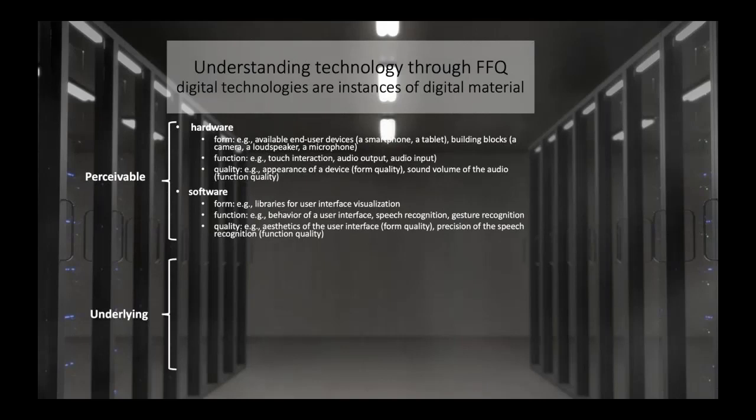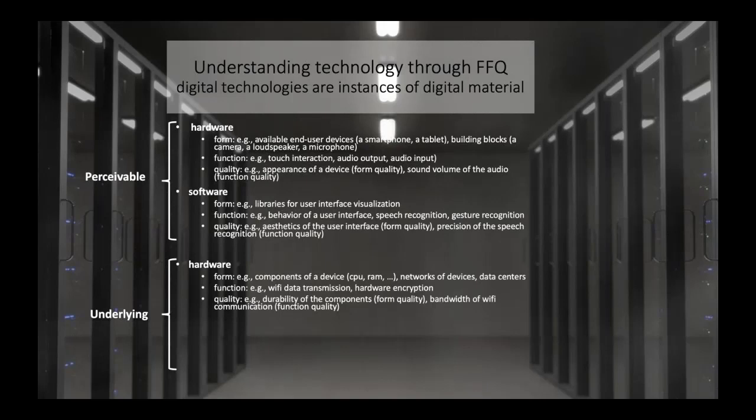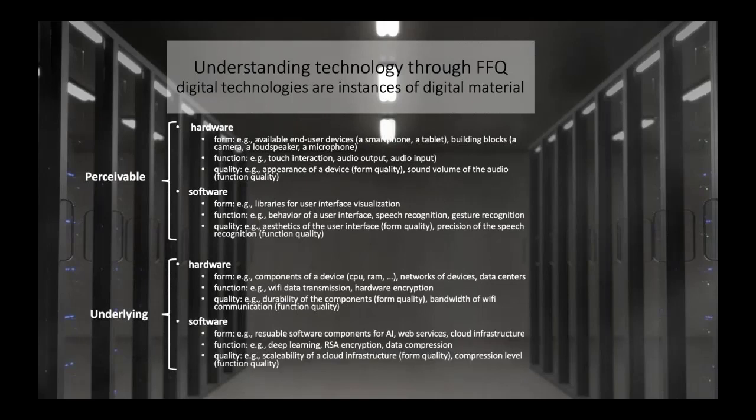And in the same sense, you talk about underlying hardware form, for example, the device components of a device, network components, networks of devices, whole data centers, these are form. When you talk about hardware function, for example, Wi-Fi data transmission is a function, or if you have special chips on your device to encrypt your data, you talk about hardware functions. Quality, for example, is the durability of the components, the form quality here, or the bandwidth of your Wi-Fi communication is function quality.